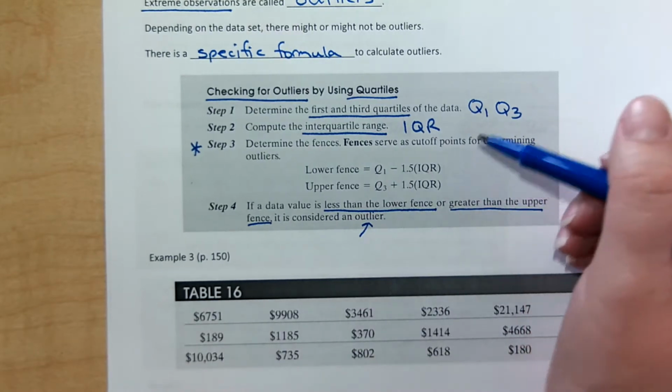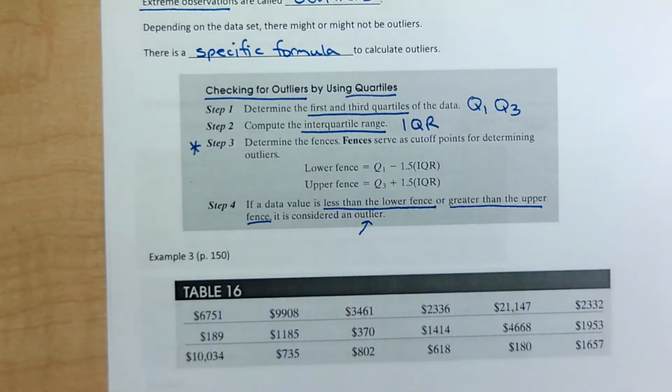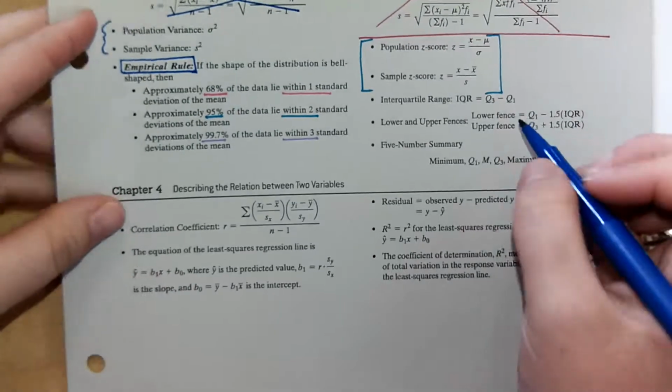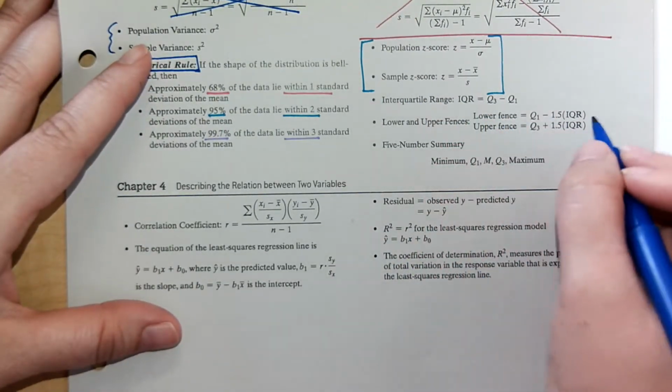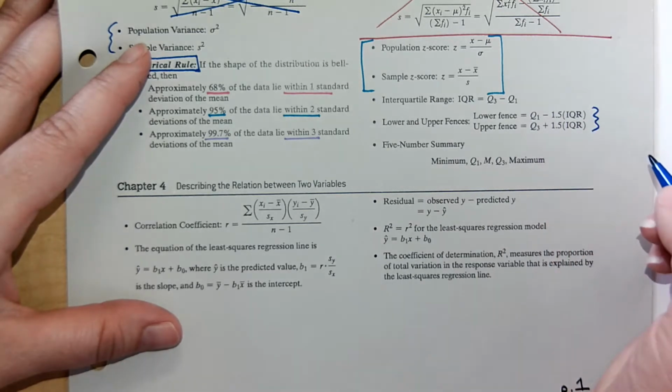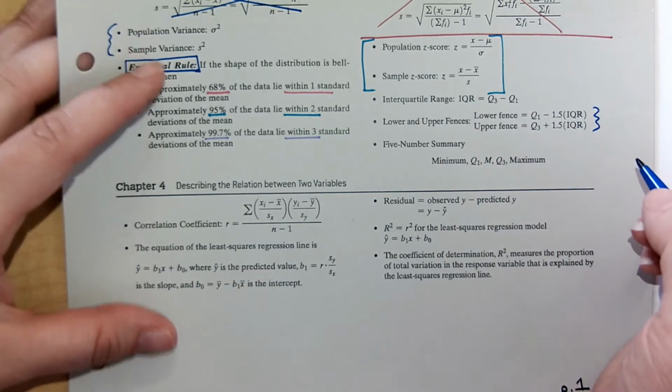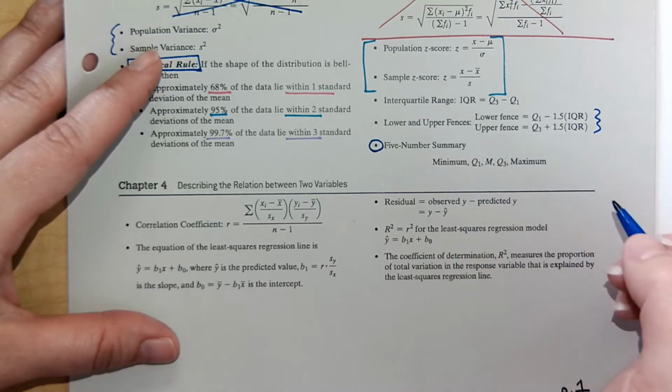This computation is on your formula booklet. Just want to point that out to you. Right below your z-scores, you have your IQR, and you have your lower and upper fence. So you don't have to memorize those. They're all right there. And then we'll get into the 5-number summary here in just a minute.